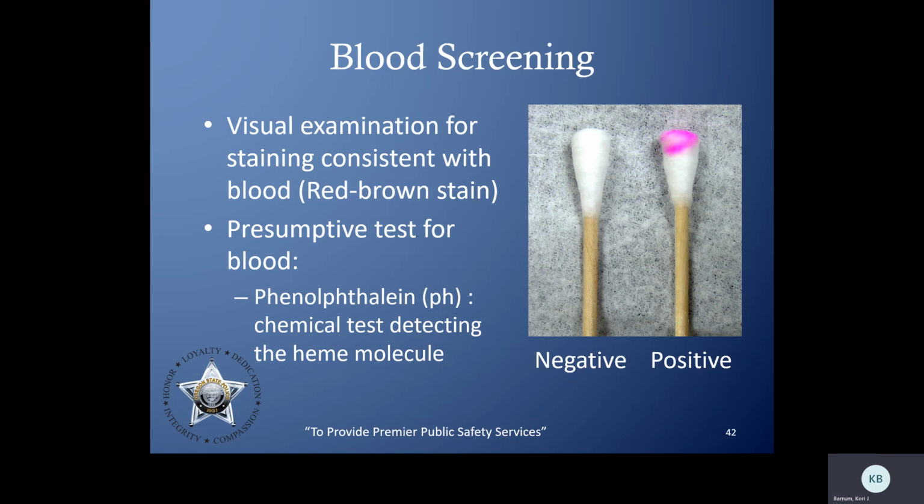We can also screen evidence for blood. We first do a visual examination looking for staining that looks like blood, red-brown staining, and then we can do a presumptive test called a phenolphthalein test that uses a chemical that detects the heme molecule in red blood cells. This swab, which has no color change, is negative. That represents just the test chemicals with no sample. This swab on the right with that bright pink color had blood staining present, then the test chemicals were applied, and that bold pink color came forward as the positive result.